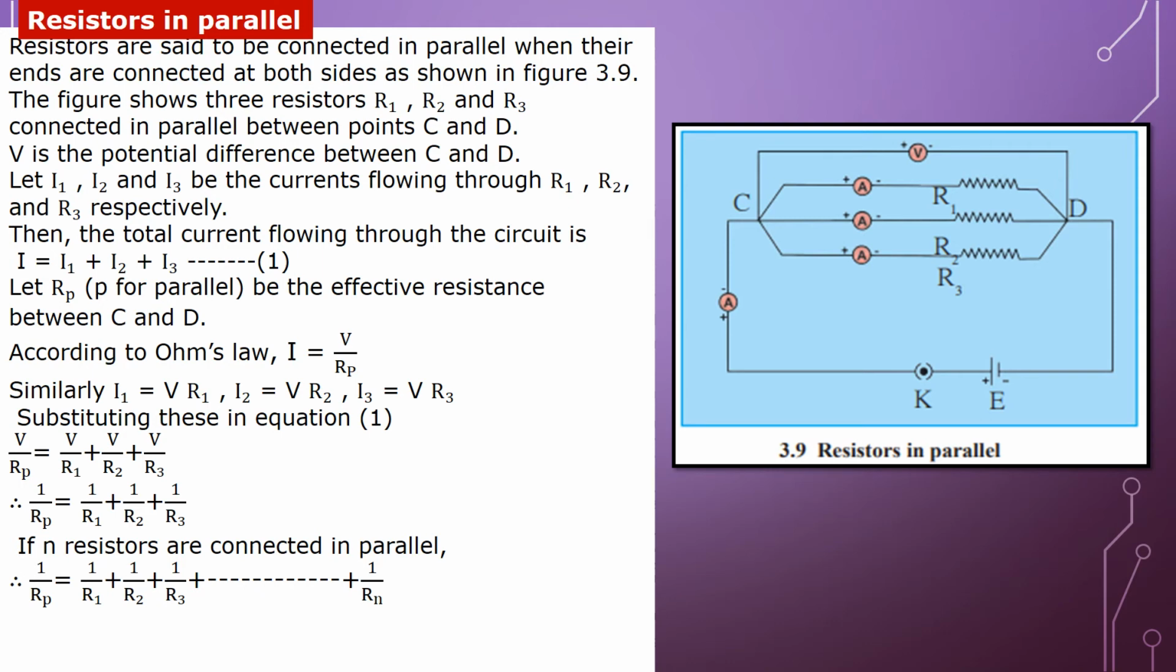Now if n resistors are connected in parallel, then 1 upon Rp is equal to 1 upon R1 plus 1 upon R2 plus 1 upon R3 plus dash dash dash plus 1 upon Rn. So this is the expression for resistors in parallel.